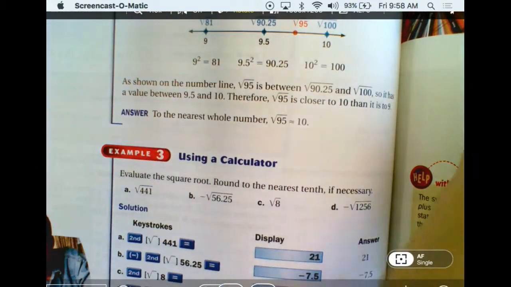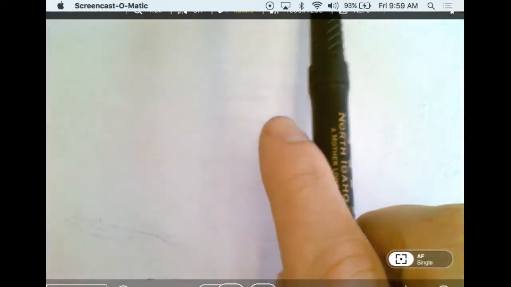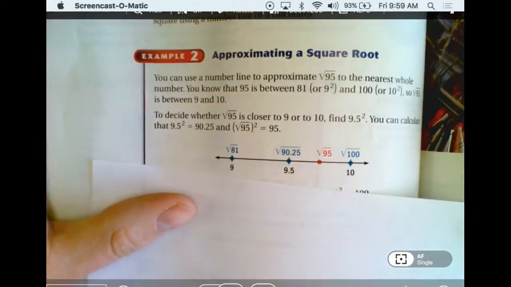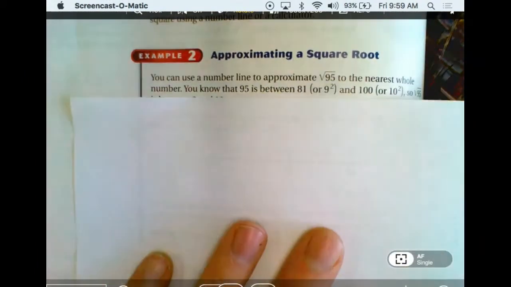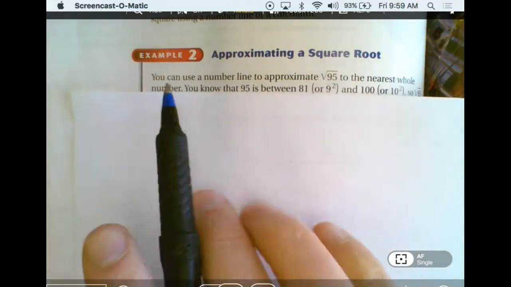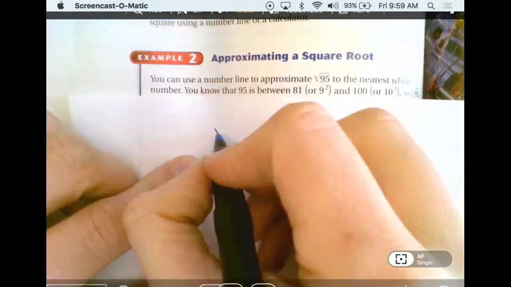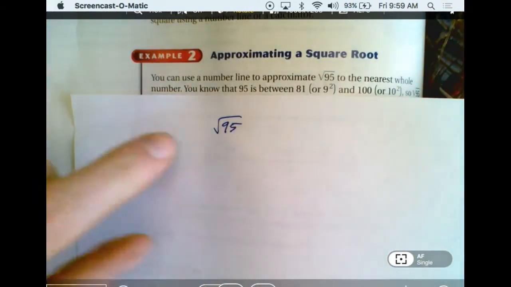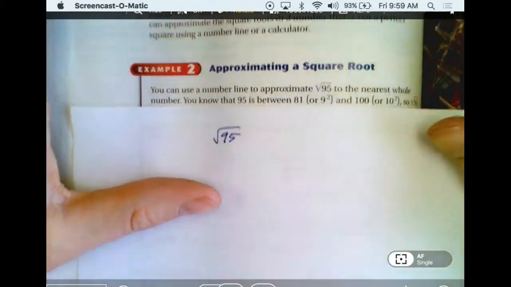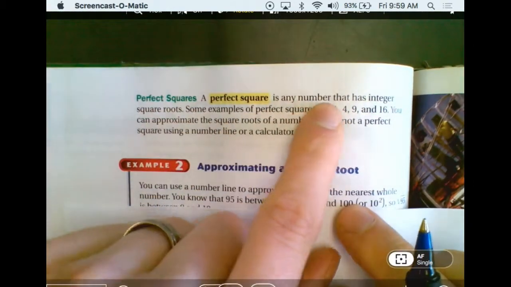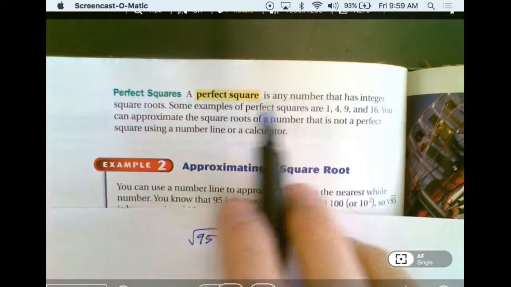You can approximate a square root even without a calculator. So check this out. You can use a number line to approximate the square root of 95. Oh, where'd it go? I'm sorry, let me get this down here. There we go. You can use a number line to approximate the square root of 95 to the nearest whole number. So think about this for a second. Square root of 95. 95 will not give you a perfect square, which, what is this perfect square, by the way? It's any number that has integer square roots.